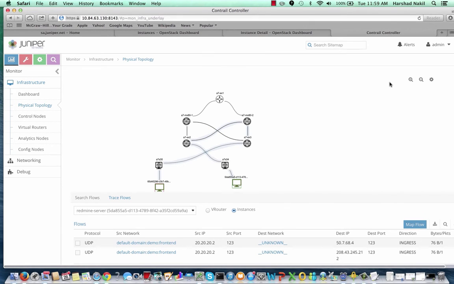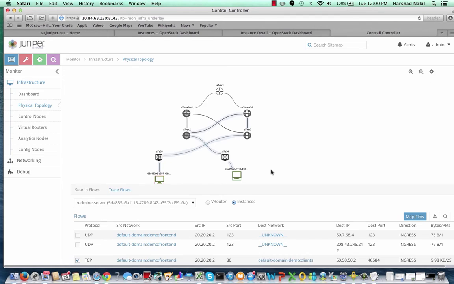Now this shows what path these flows take via the network from the source to the destination with all of the nodes that are along the way. Of course, along with these nodes, you can see all the links and the interfaces that are traversed. Now that was one flow. This flow goes via MX80-2.